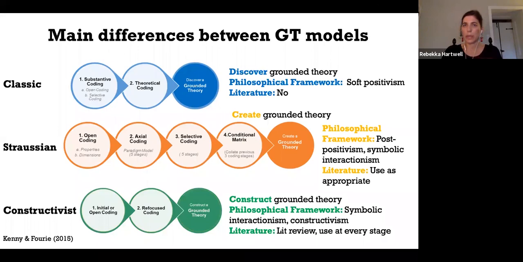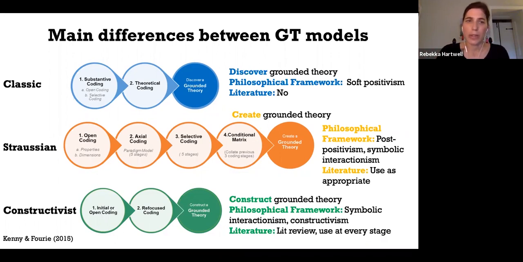So there's something to be uncovered. So the literature is an absolute no until the end. And then the second one, this is Strauss and Corbin. They, you can see, have a very different coding approach. It's very much systematic and specified with 4 different steps.